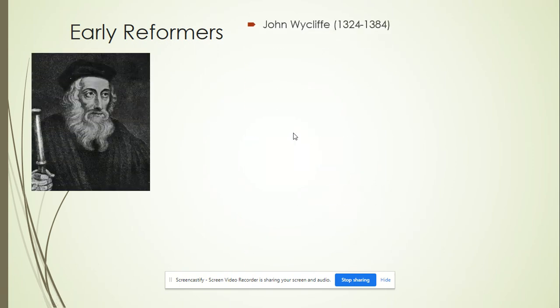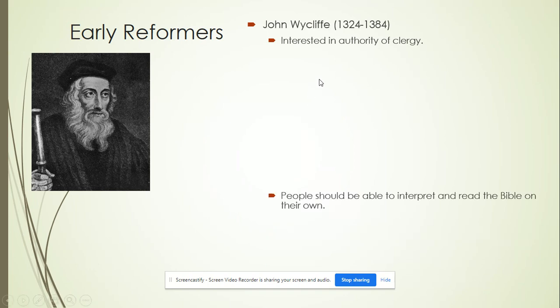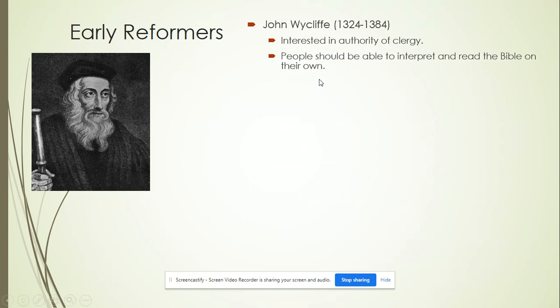Like I said, the roots go deeper than this, and there are some early reformers who we want to know for AP Euro. John Wycliffe, early to mid 14th century, is one of our reformers interested in the authority of the clergy and the idea that people should be able to interpret and read the Bible on their own. This is a big one for a lot of the Protestant reformers.